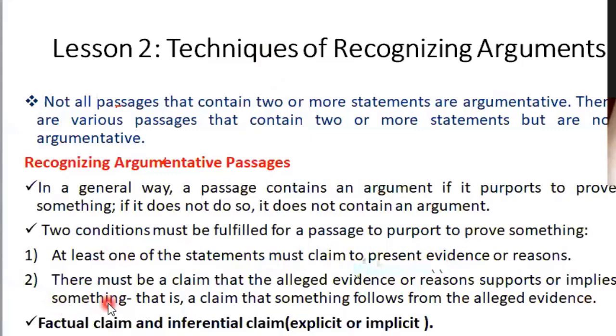The second requirement or condition that must be fulfilled in order to say that a passage purports to prove something is that it must claim an alleged evidence, support or imply something, that is a claim, something that follows from the alleged evidence. There must be something that we want to conclude. That's the conclusion part. The alleged evidence that we have helps us for making the conclusion. So the conclusion follows from the alleged evidence that we have, that are the premises.